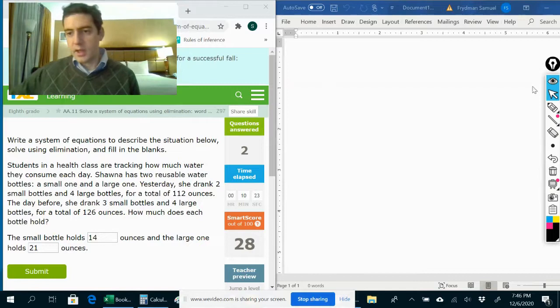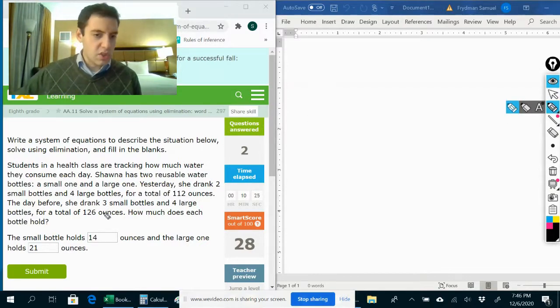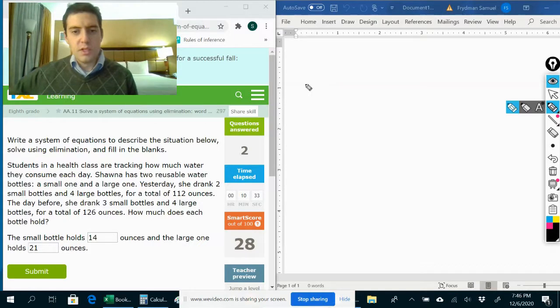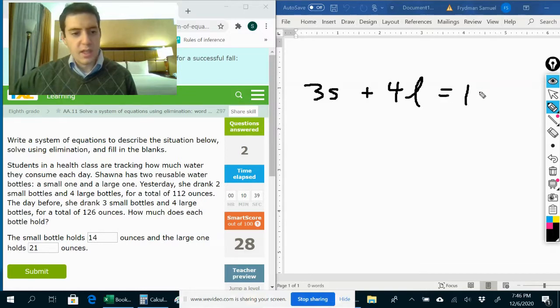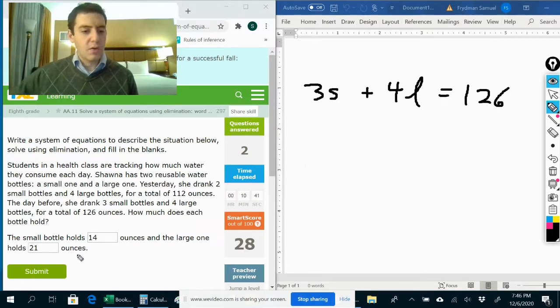Okay, and then just to show you that everything makes sense, let's go back to the second equation that we had and plug it back in and check. I erased it, but what was the second sentence? She drank 3 small bottles and 4 large bottles for a total of 126 ounces. So am I correct that a small bottle holds 14 and a large bottle holds 21? If I am correct, then I should be able to plug a 14 in here and a 21 in here and get 126. So let's see there.